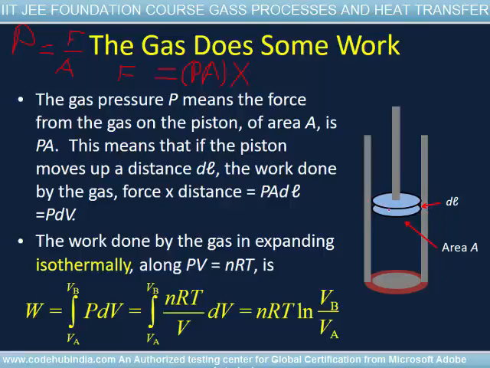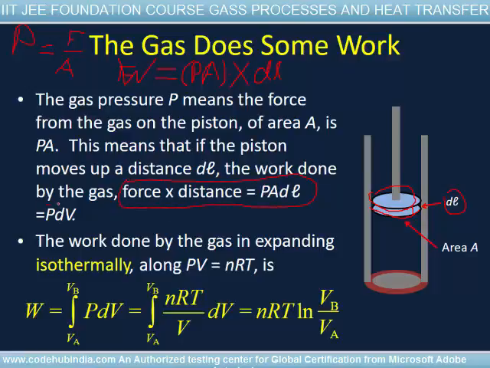Previously the piston was here, and after displacement it is here. This length is dl. Then work done is the force acting over the distance of dl, which is given here. Clear?